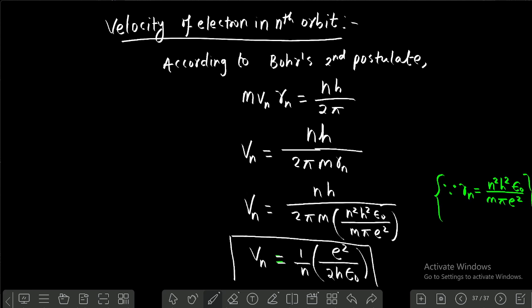Ask a doubt, ask. What is your doubt? The last line, how is it coming? Cancellation happened, I am telling you now. Pi m cancel, h square cancel, n square cancel. Now e square will go up, and e square by 2 n h epsilon naught remains. I just separated 1 by n, 1 by n into this much. Why did I separate? Because I will consider e square by 2 h epsilon naught as something.